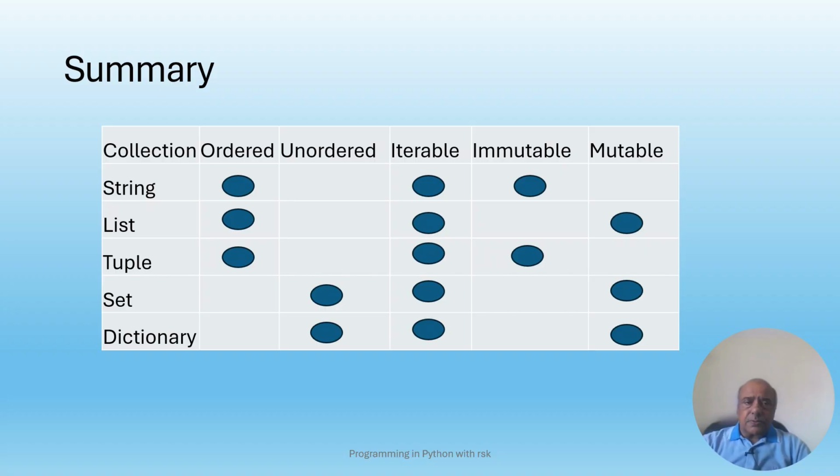To summarize, string is an ordered collection, it is iterable and it is immutable. List is an ordered collection which is iterable and mutable. Tuple is an ordered collection which is iterable but immutable. Set is an unordered collection which is iterable and mutable, and at the same time dictionary is an unordered collection which is iterable and mutable.